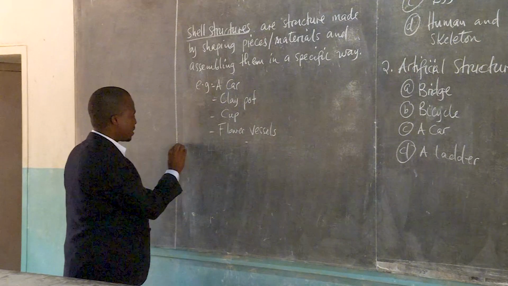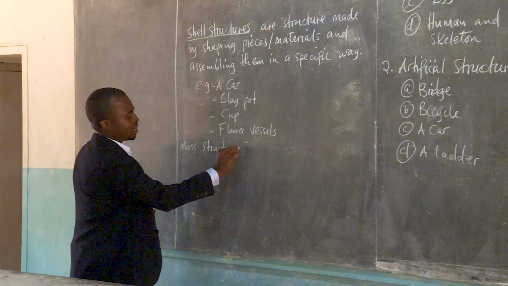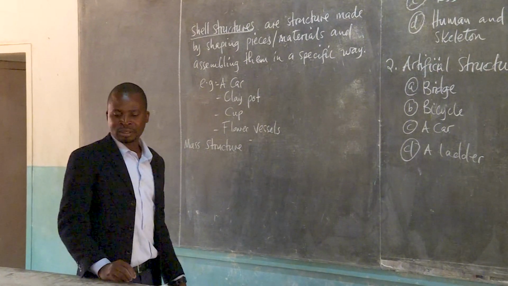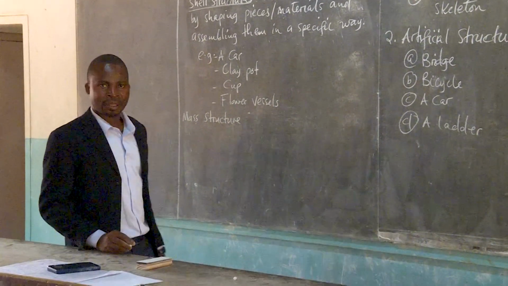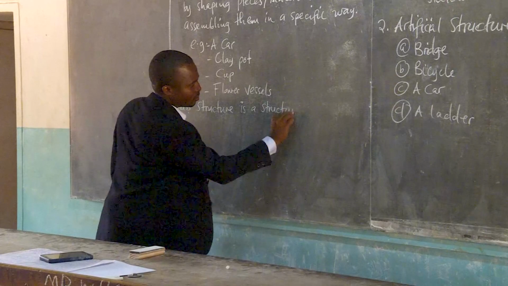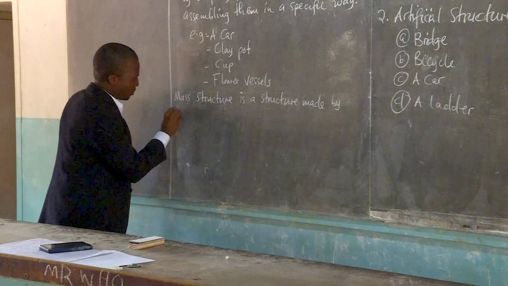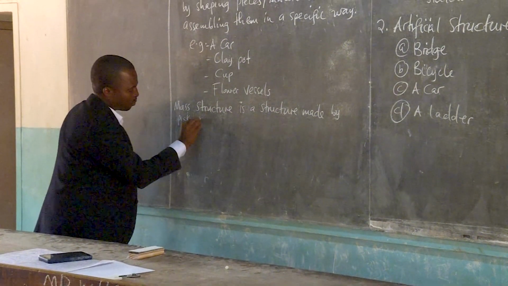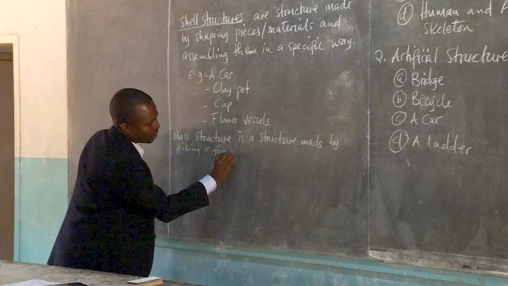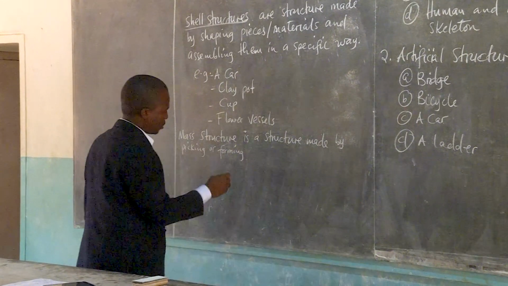What are mass structures? What is a mass structure? Mind. A mass structure can be made by picking up or forming similar materials into a particular shape. A mass structure is a structure that can be made by picking up or forming similar materials into a particular shape.